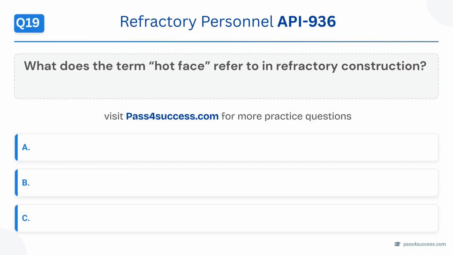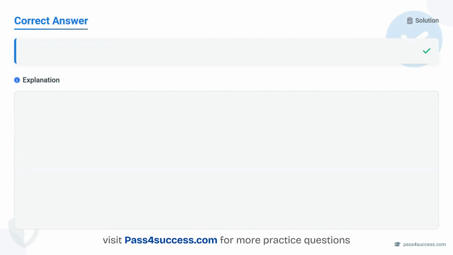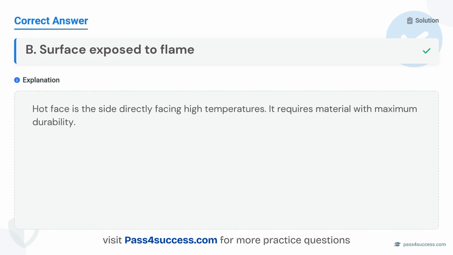Ready for a challenge? What does the term hot face refer to in refractory construction? A. Backside of insulation. B. Surface exposed to flame. C. Top insulation layer. Correct answer is B. Surface exposed to flame. Hot face is the side directly facing high temperatures. It requires material with maximum durability.